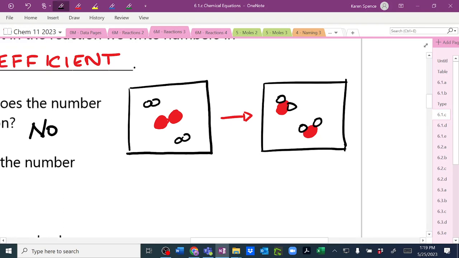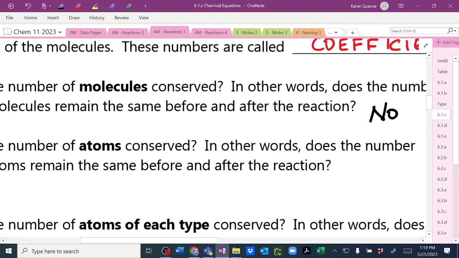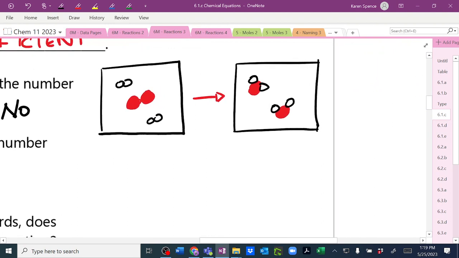Our next question, though, is, are the number of atoms conserved? Does the number of atoms before equal the number of atoms afterwards? How many atoms over here? 2, 4, 6. How many over here? 1, 2, 3, 4, 5, 6. 6 atoms and 6 atoms. Yes. So the answer is yes, atoms are conserved.